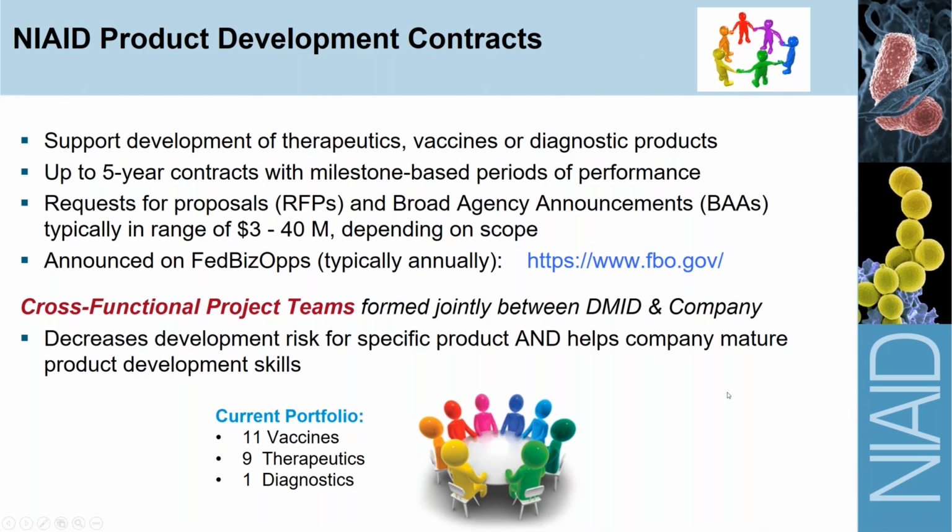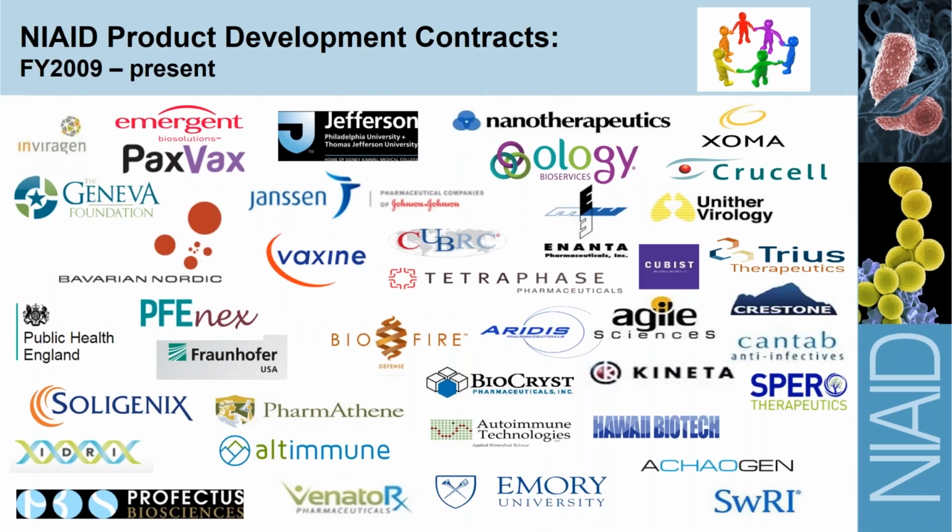Currently, we have in our portfolio of product development contracts 11 vaccine contracts, 9 therapeutics efforts, and 1 diagnostic effort going on at the moment. And again, these come up approximately annually with new announcements going out. And just to give you an idea, over the last 10 years, there are here just listing all the various companies that have been supported through either vaccine, diagnostic, or therapeutics development efforts and various programs. And so you can see the support ranges from smaller academic spinouts to larger pharma and biotech companies.